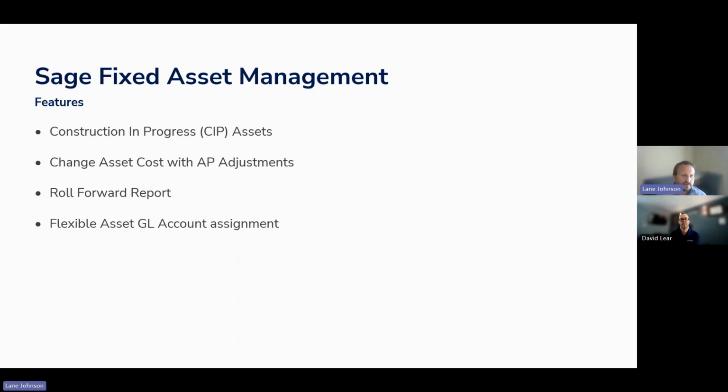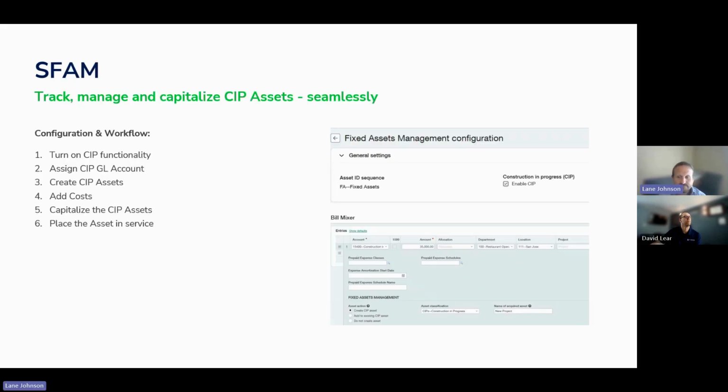So the big highlights are construction in progress. You can now change costs with AP adjustments, a new roll forward report, and just some more flexibility on how you create the fixed asset classes in your day to day. This first one is going to give you a more complete life cycle for your CIP, right? You can acquire and track construction in progress assets, continue accumulating that cost over time, and then capitalize that asset and place it in service when it's ready.